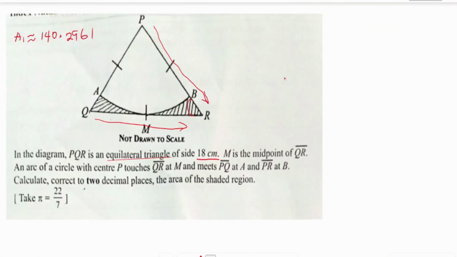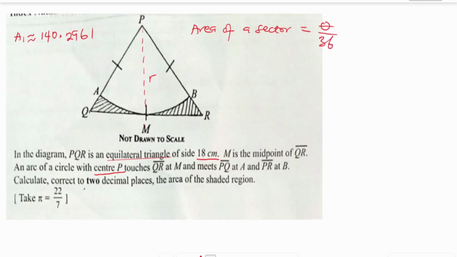Now let's look at the second part, which is the unshaded part, and that is a sector. P is the center of the circle, so PR will be the radius of the circle. And we know the radius of a circle is part of the information required to calculate the area of a sector of a circle, because the area of a sector has the formula theta over 360 times the area of the circle, which is pi r squared.